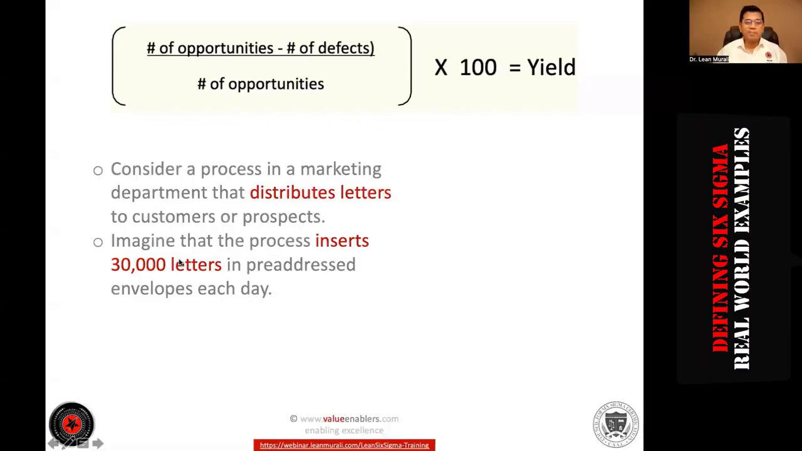If this comes down to 3.4, that means it's a 6 sigma process. Okay. So if this is clear, on a scale of 1 to 10, give me a 9 or 10 if you have clearly understood what is DPMO, defects per million opportunities.